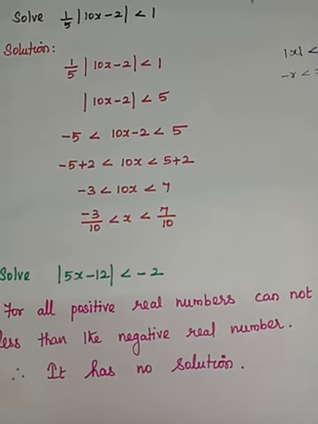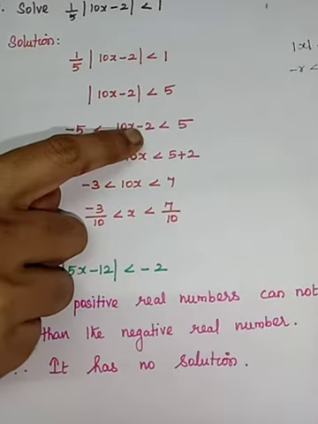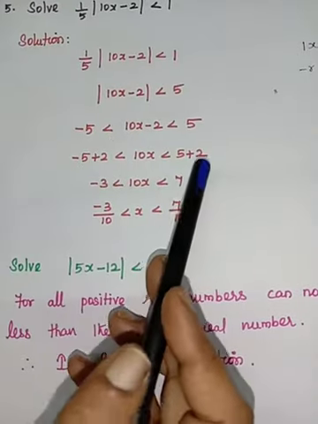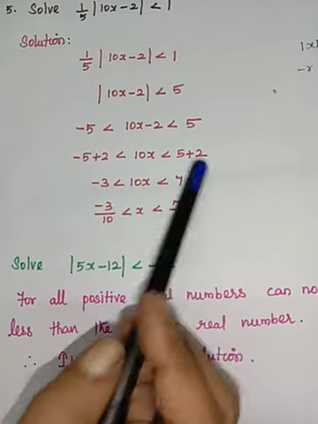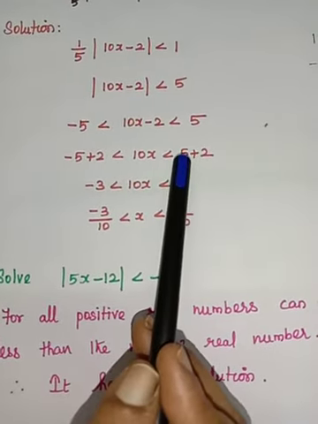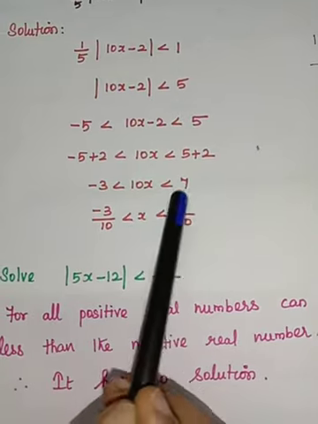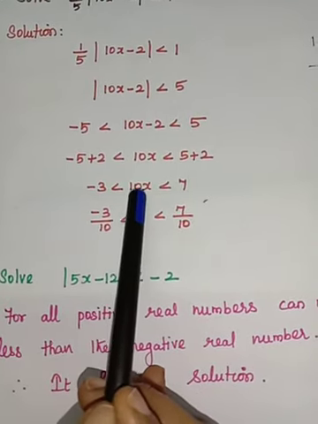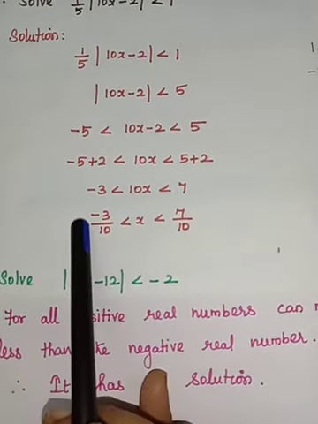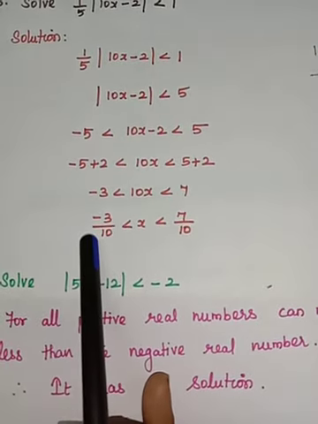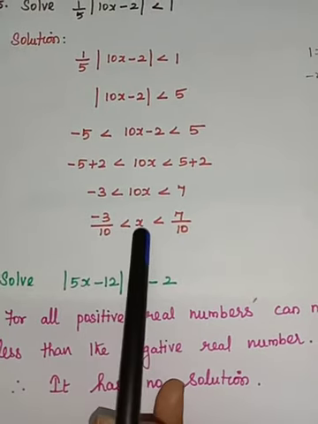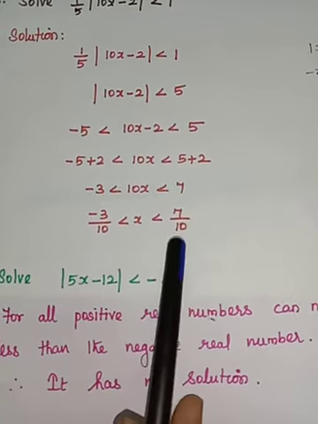So here we have to find the values of x. Minus 2, when you take it to this side, is plus 2. In the same way, on the right side it is also plus 2. So minus 5 plus 2 is minus 3, and 5 plus 2 is 7. Now I have to write x from this. It is 10 into x, so when you take it to the other side, the 10 should come in the denominator. So minus 3 by 10 less than x less than 7 by 10.